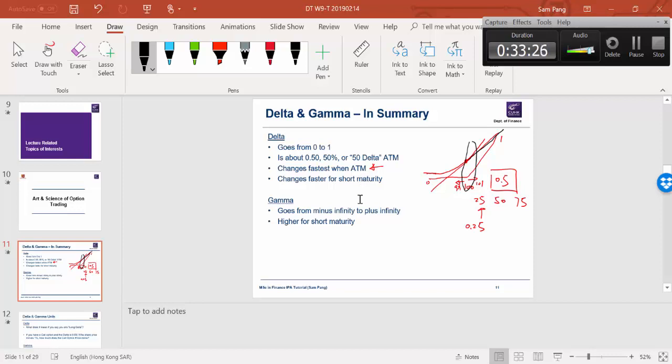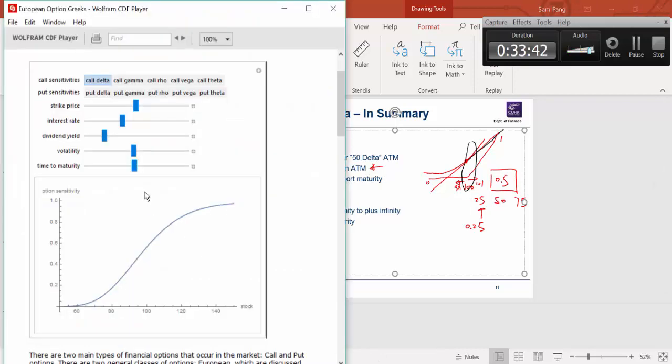Now, the fourth bullet point. The third bullet point: delta changes fastest when at the money. And the fourth bullet point, delta changes faster for short maturity, is exactly what I was saying just now. When the time to maturity decreases, suddenly you see very, very rapid change when it's near the money, and not much else happens elsewhere. There is a reason for that too.